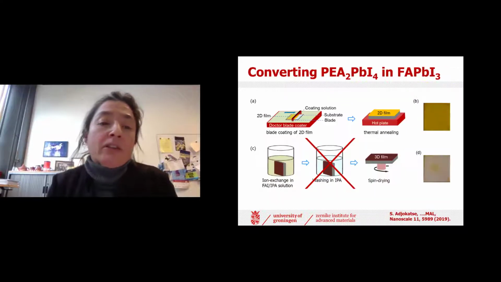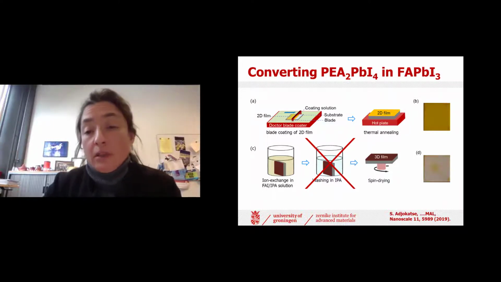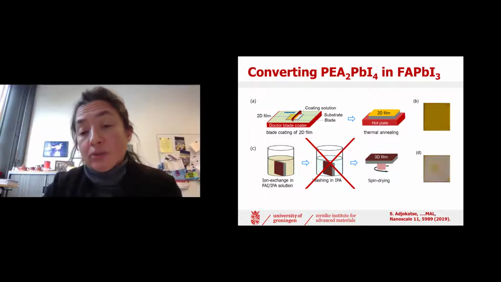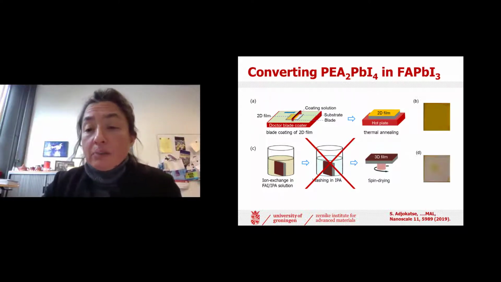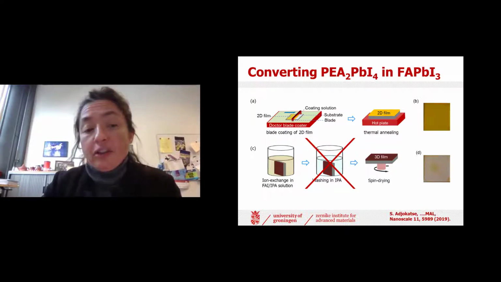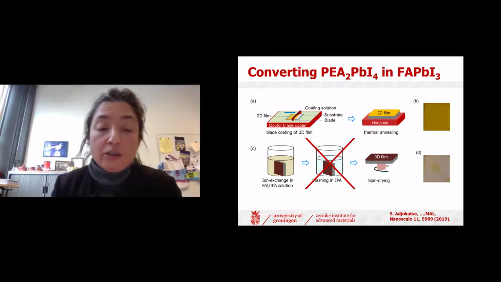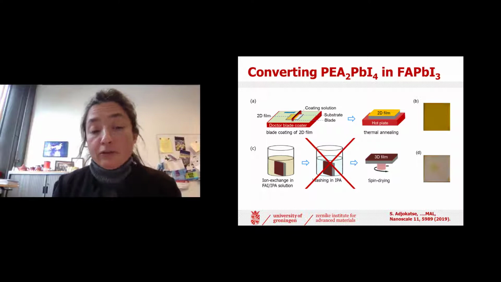Now, we developed a technique where we started from a two-dimensional film, from this phenethylammonium lead iodide. We deposit it by blade coating and obtain very crystalline two-dimensional films that are depicted here in the figure called B. After obtaining these two-dimensional films, we immerse them in a solution containing the small organic cation, the formamidinium cation, in an isopropyl alcohol solution.